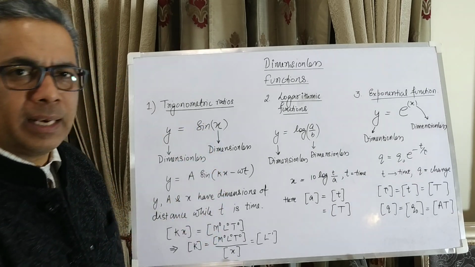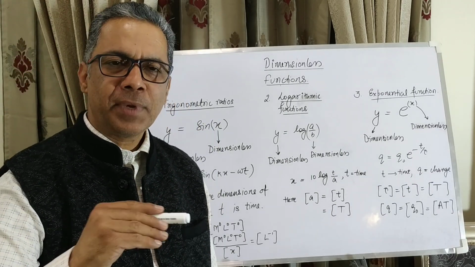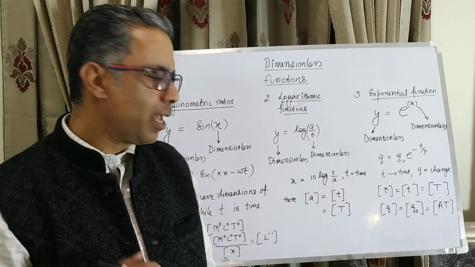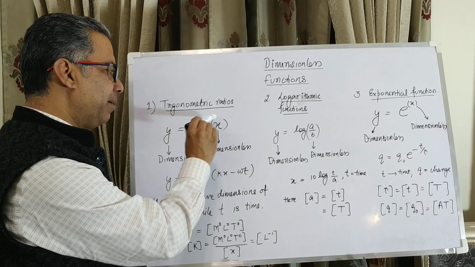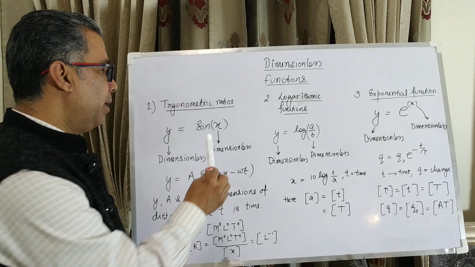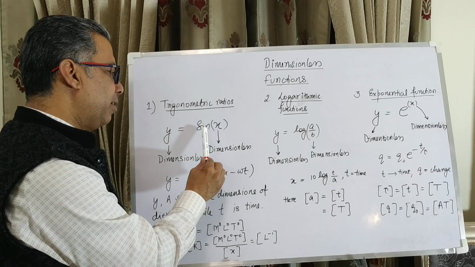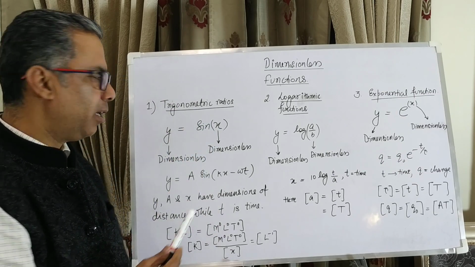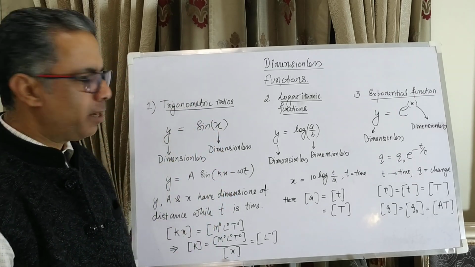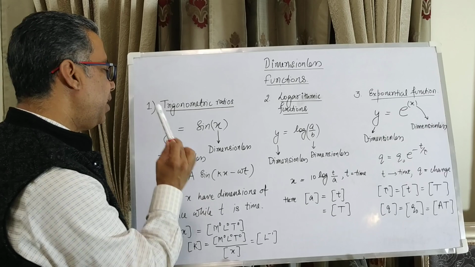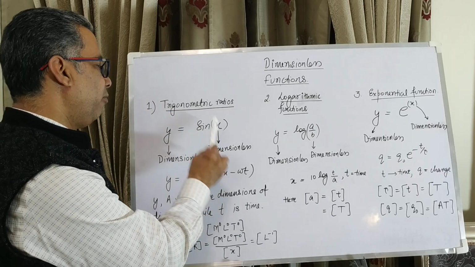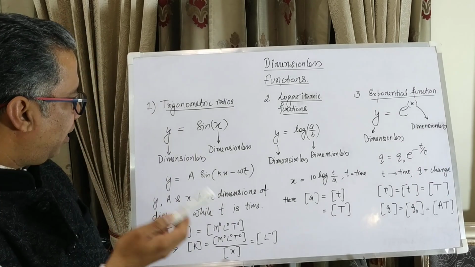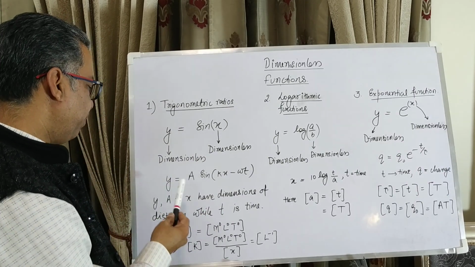Also the angle is arc length by radius as per our definition, and therefore it is length by length again, and therefore the argument of the trigonometric functions will also always be dimensionless. So over here y is dimensionless as well as x, both will be dimensionless. We can take a simple example here.